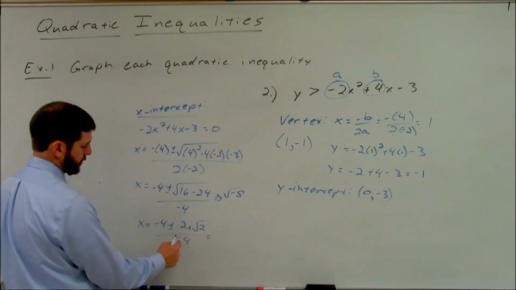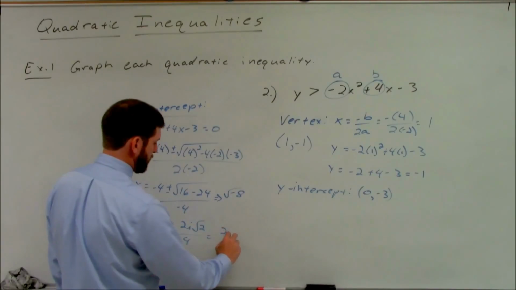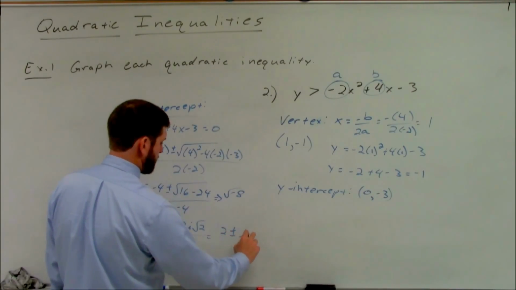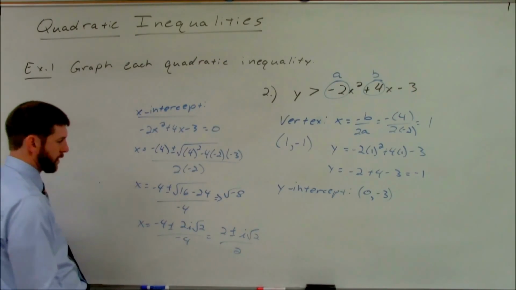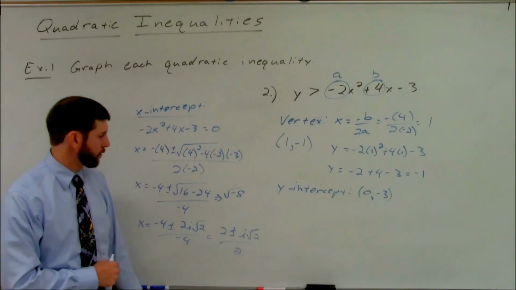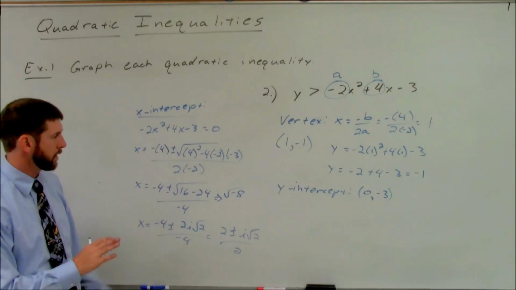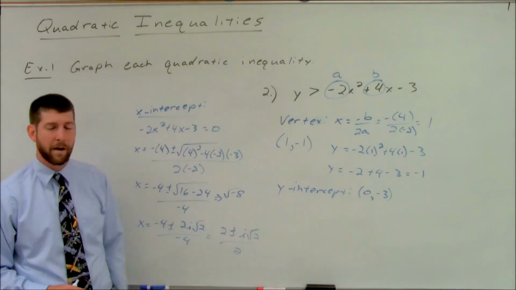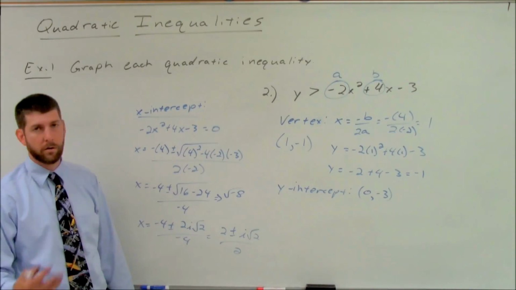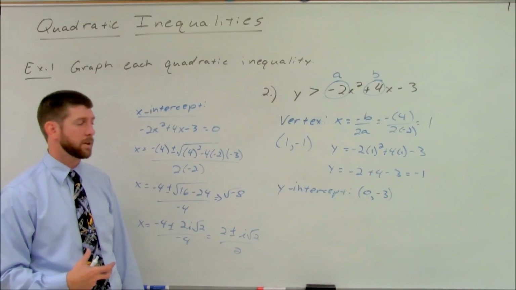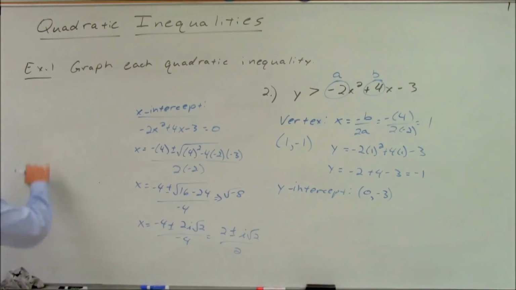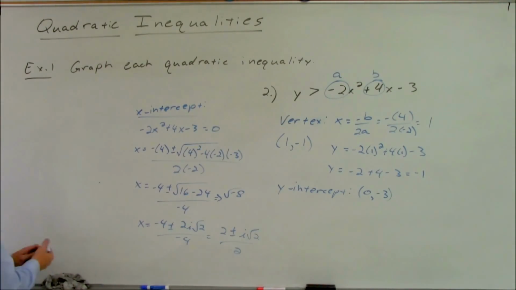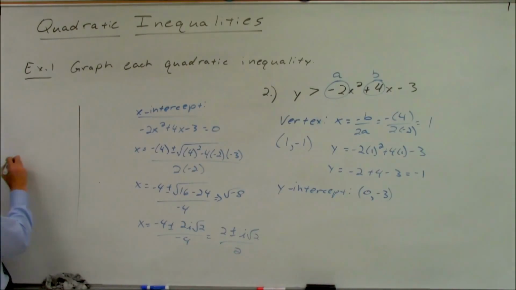Clean it up. 4, 2, and 4 can all reduce by negative 2. So 2 plus or minus i square root of 2, all over 2. Remember, the negatives cancel each other out. So at this point we see that we got an imaginary x-intercept, which tells us that there is no x-intercept because these zeros are non-real solutions in this specific problem. So no x-intercept means we don't have to graph one. It's 2 less points we've got to plot. Well, 1 less point we've got to plot.